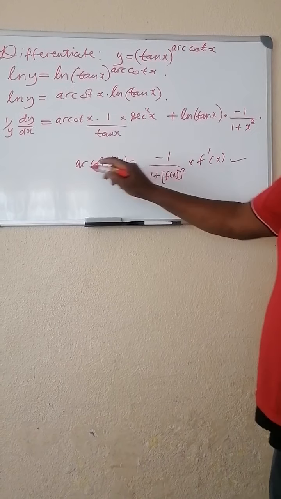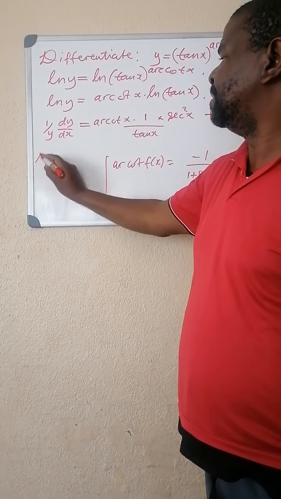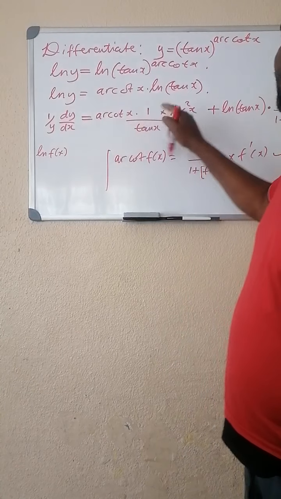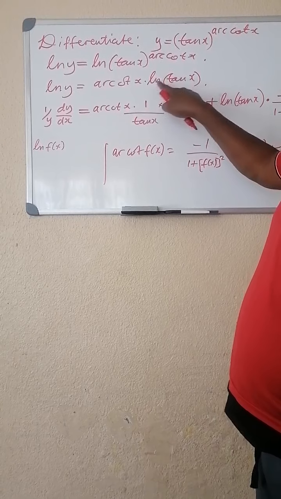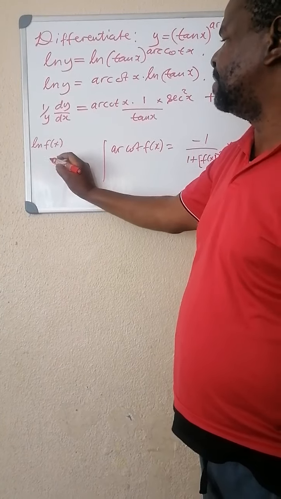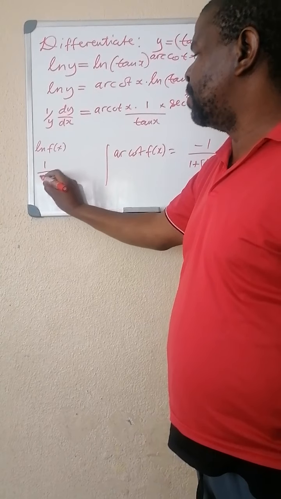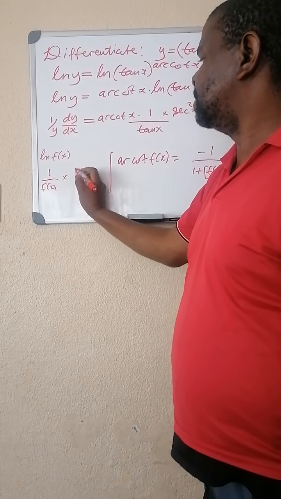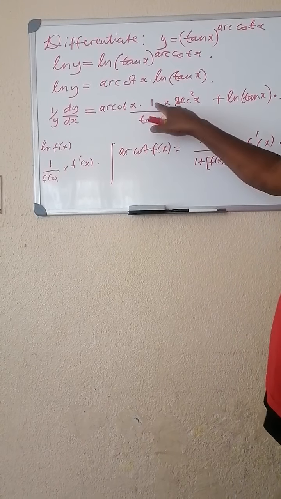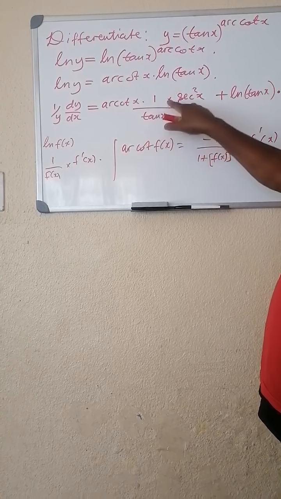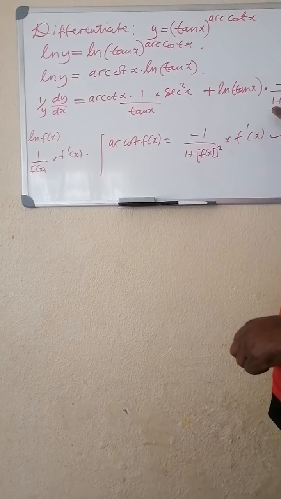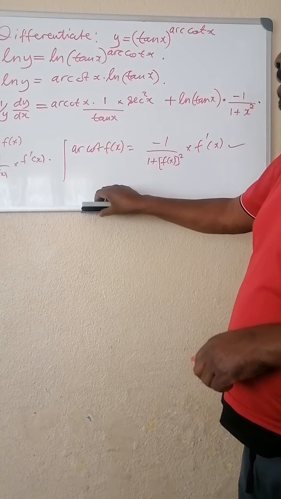The other part is when we differentiate a ln function. In this case we have ln tan x, where tan x is the function. When differentiating a ln function, the derivative will always be 1 over the function times the derivative of the function. So this is just taking you through this part and that part there.